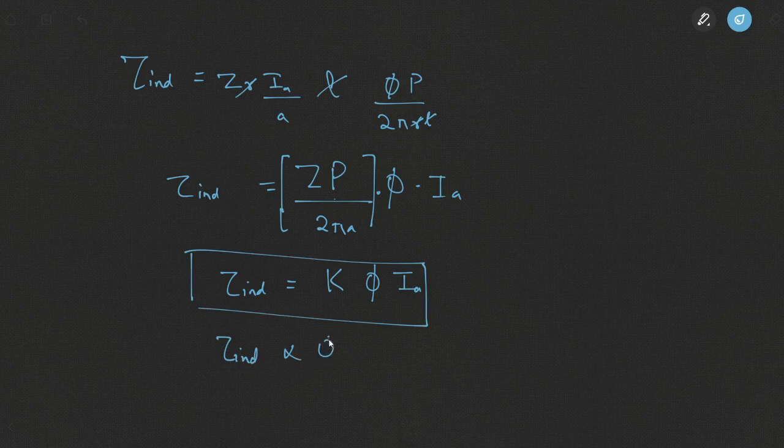Again, you can see torque is proportional to flux, and the induced torque is also proportional to armature current. So this is actually the torque that will be induced in the DC machine. This is not the actual applied torque to the DC machine. So having derived these equations, now let's do some numericals on this.